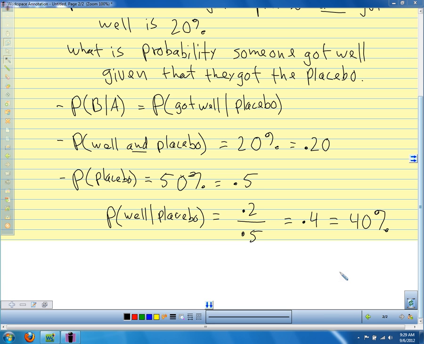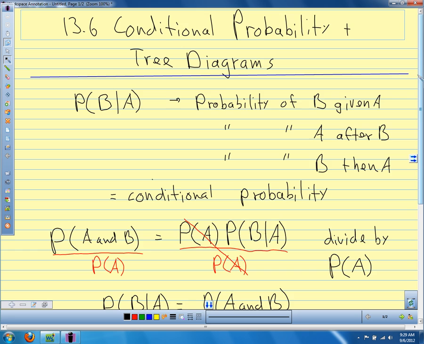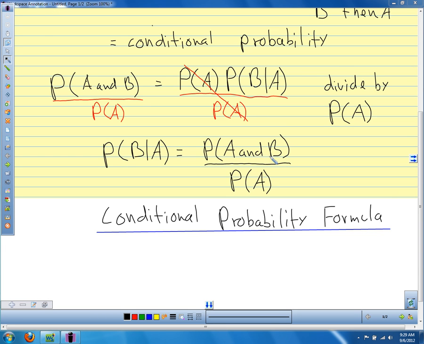So when we're working with the conditional probability formula, when we're looking for the probability of B given A, we need the probability of both together, the and part, probability of A and B, divided by the probability of the given thing. So if I look back at our formula, we need the probability of both A and B divided by the probability of the given. This is our given, dividing by the probability of the given.